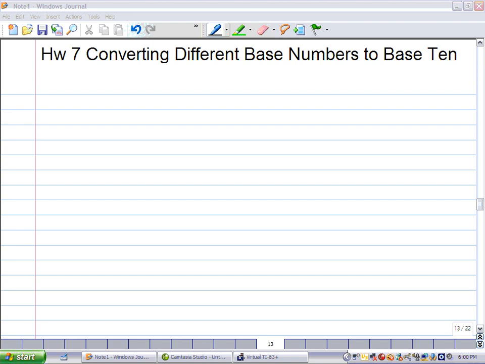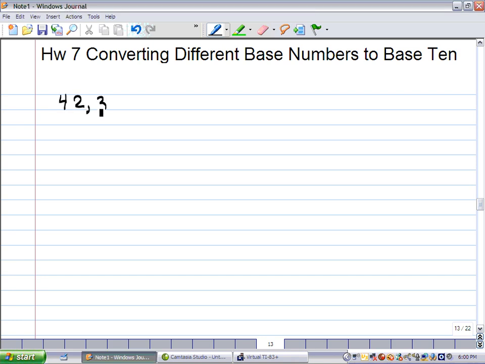Before we do that, we're going to take a little walk down memory lane back to 3rd to 4th grade when we talked about place value. Let's look at a base 10 number, 42,368. So what did we do here?